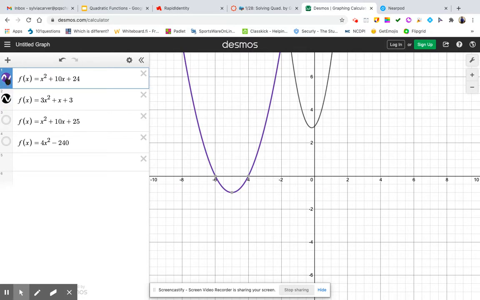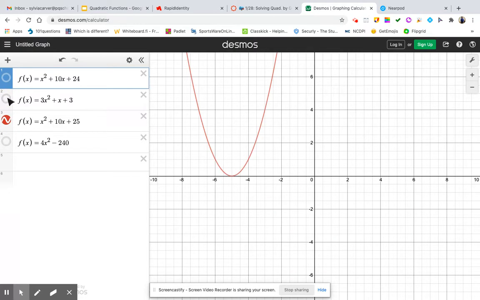Let's take a look at the second one. Your solution is where it crosses the x-axis. This parabola is not crossing the x-axis down here. So you guessed it, there is no real solution. So there's no solution for this problem, and that's all that you would put. You would say no solution because it does not cross the x-axis.